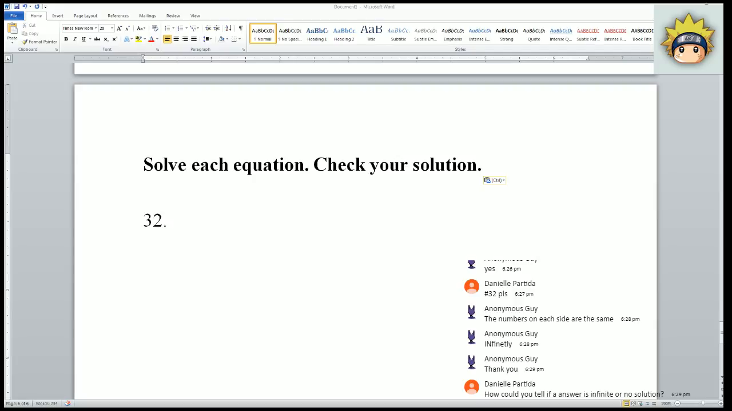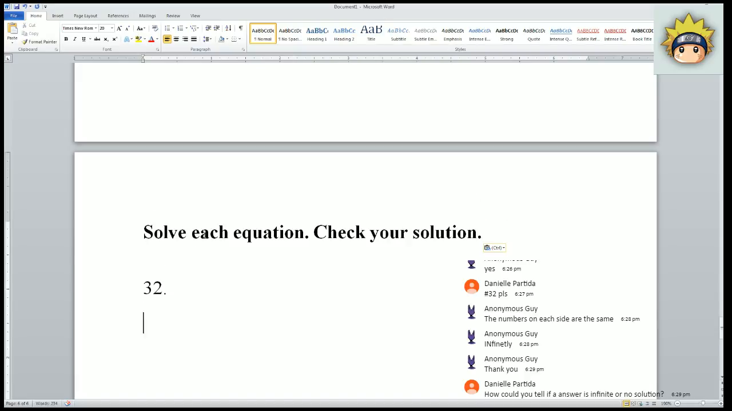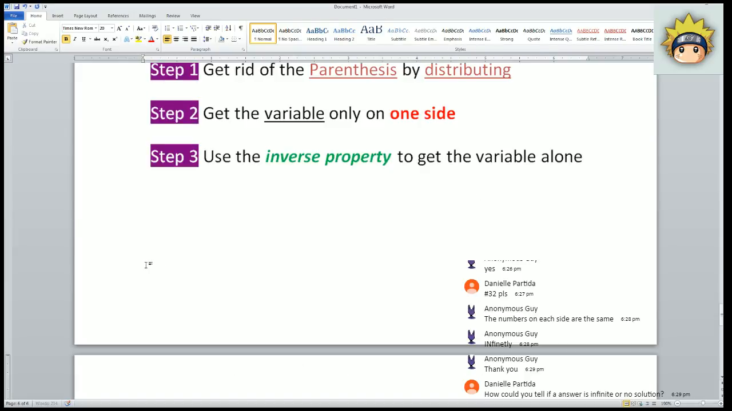Oh, that's a good question. How do you tell if something has infinite or no solution? Do you want me to show you number 32, or do you want me to answer that question? There are two different questions.